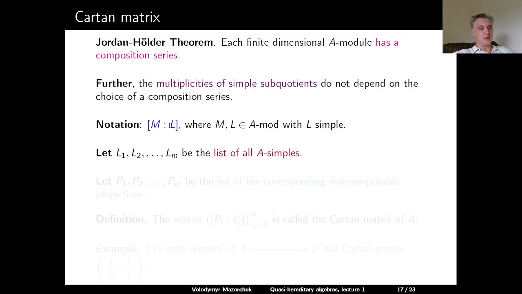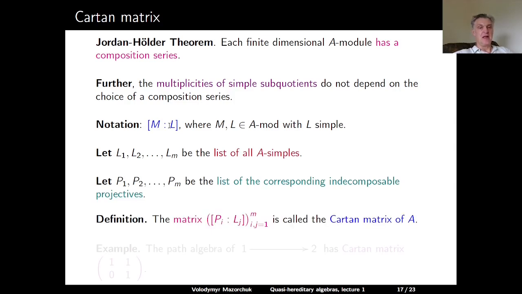Now let us write down all simple A modules, L1, L2, and so on, Lm. Let P1, P2, and so on, Pm be the list of the corresponding indecomposable projectives. Then we can define the Cartan matrix of A as the matrix of size m times m, where m is the number of simple A modules. And at the place ij, we write down the multiplicity of the simple module Lj in the projective module Pi.